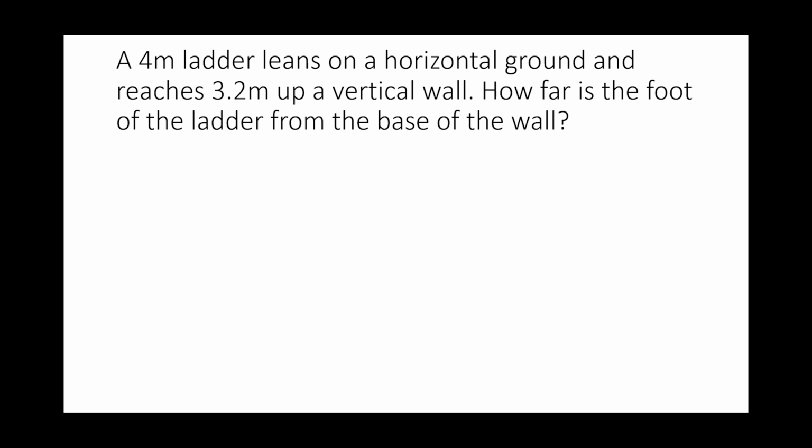A 4-meter ladder leans on a horizontal ground and reaches 3.2 meters up a vertical wall. How far is the foot of the ladder from the base of the wall? So we are finding the distance on the ground from the wall to the ladder. We need to find that side. So this is the picture.